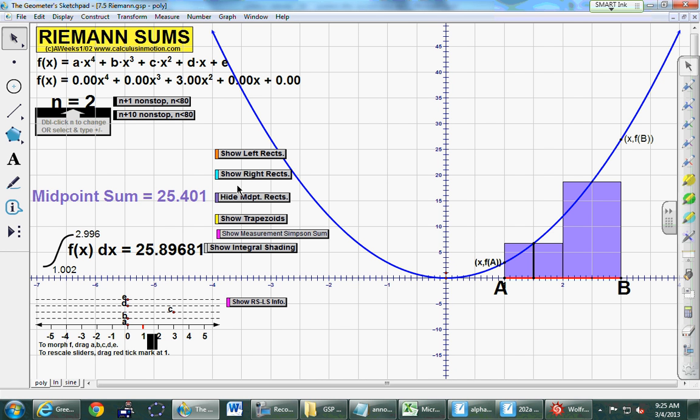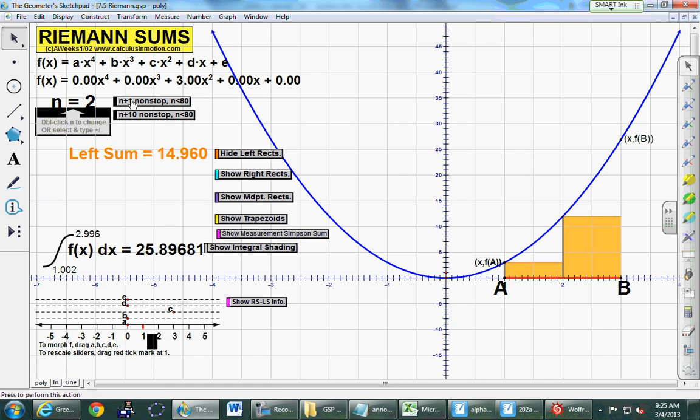I prefer GeoGebra, but I already had this thing done in Sketchpad, and I didn't want to start over and make a new one in GeoGebra. And then the other nice thing about this, let's hide those guys, and let's just bring the left rectangles back, is that there's a button here that we click, and we just get more and more of the shapes.